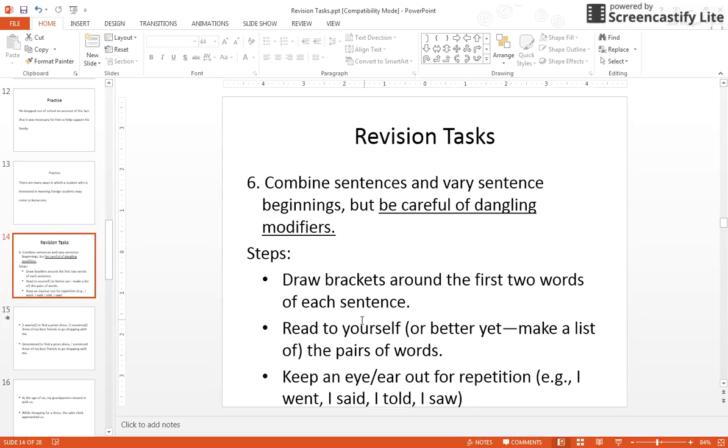First of all, draw brackets around the first two words of each sentence. So on your paper, with your paper in front of you, take a pen and draw little brackets around the first two words of each sentence. And go ahead and pause the video and take care of that.